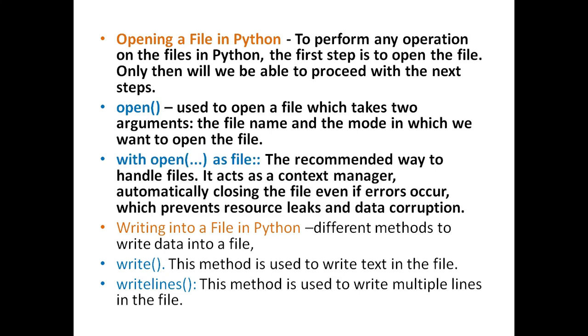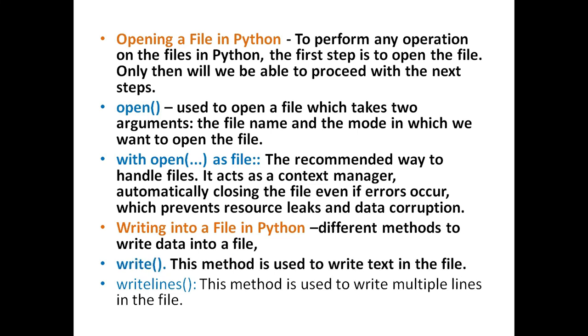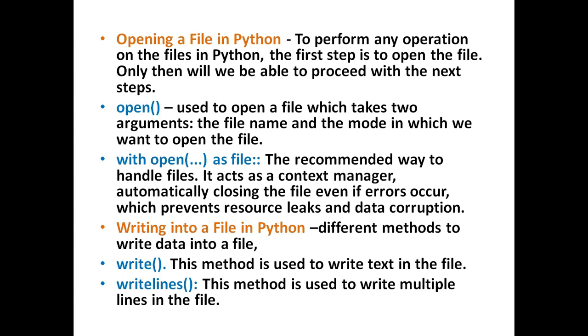And with open as file is the recommended way to handle the file. It acts as a context manager and automatically closes the file even if an error occurs, which prevents resource leaks and data corruption. Then writing into a file. Different methods to write data into a file are write, which is used to write the text in the file, and writelines. This method is used to write multiple lines in the file.